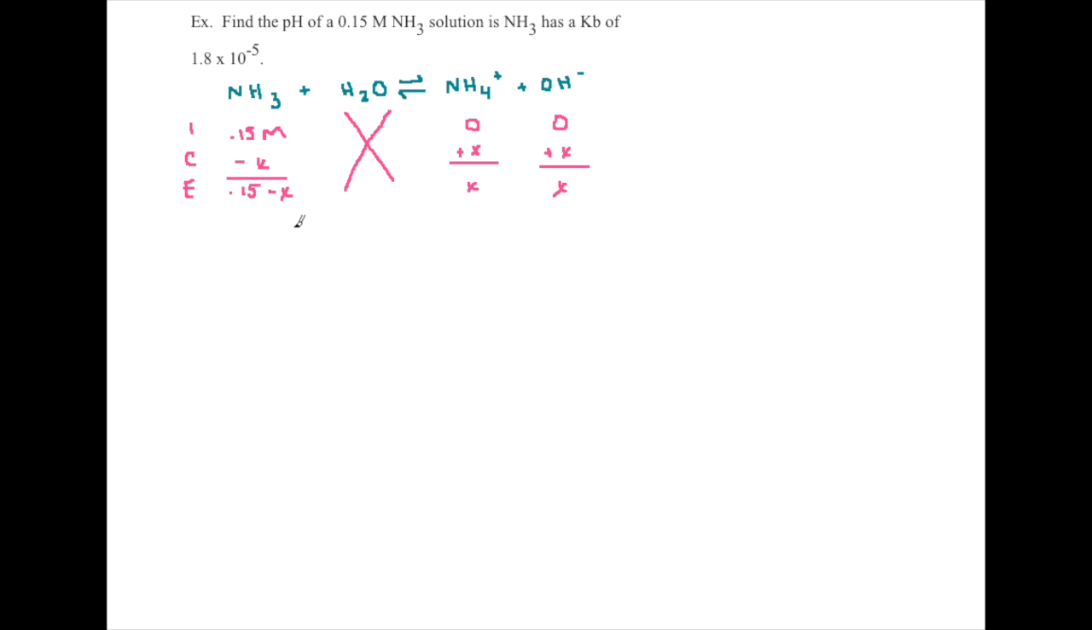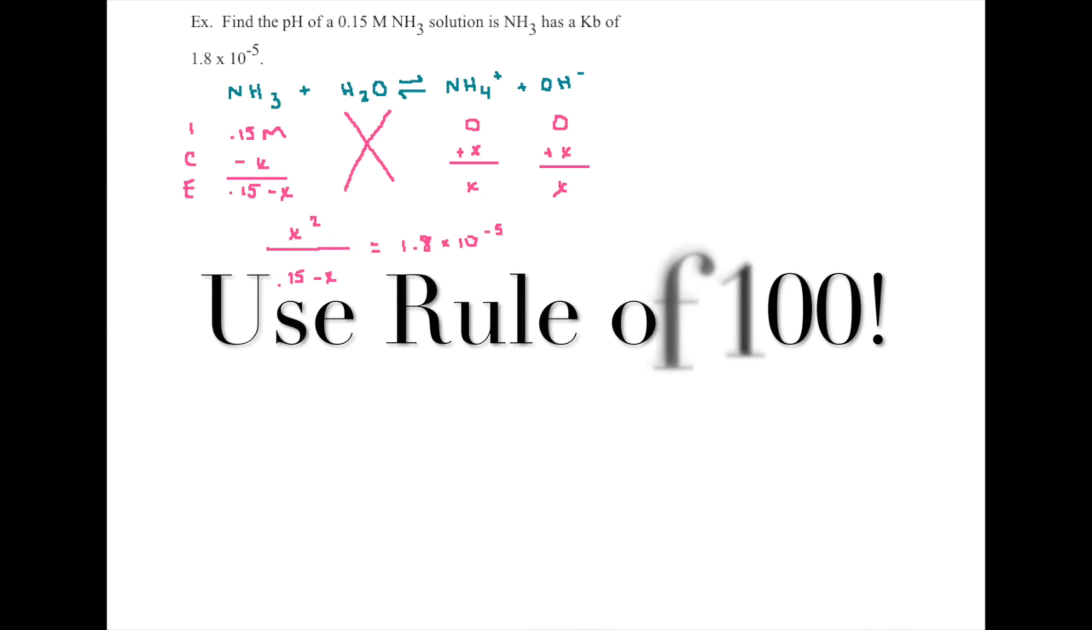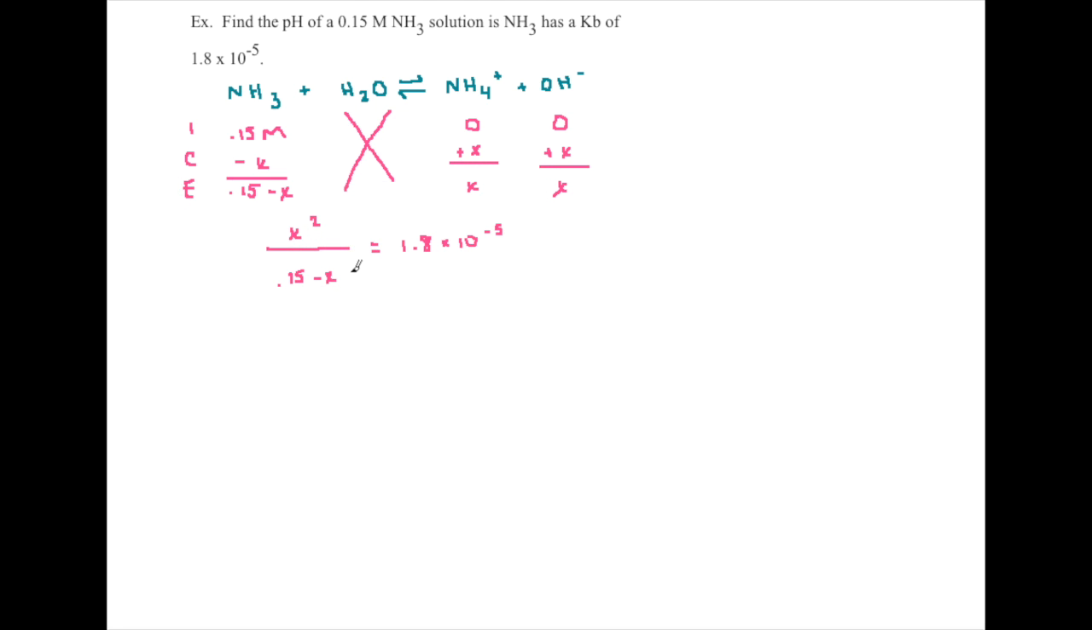And so my equilibrium expression is going to be X times X, which is X squared, all over 0.15 minus X, and I'm going to set that equal to my Kb, which in this case is 1.8 times 10 to the negative fifth. I'm going to assume that my X is small enough that it won't affect my equilibrium concentration of NH3, so I'm going to ignore it to make my life easier. So X squared equals, when I multiply 0.15 by 1.8 times 10 to the negative fifth, I get 2.7 times 10 to the negative sixth.